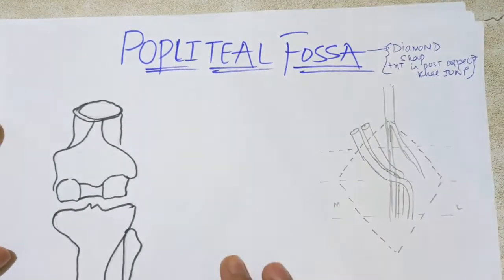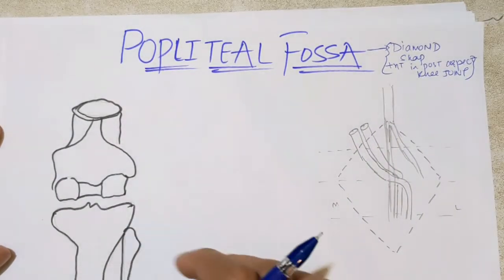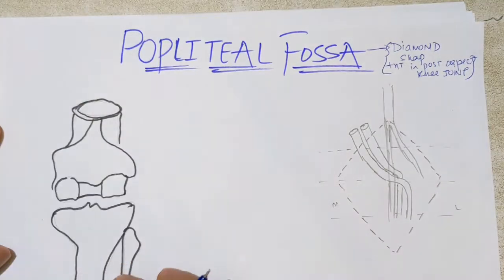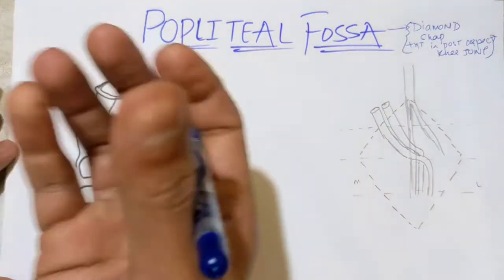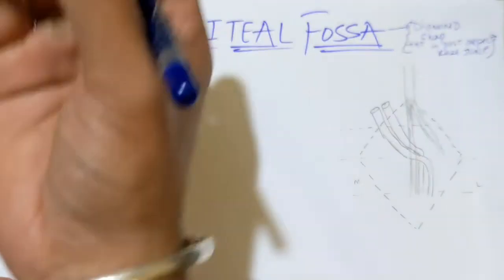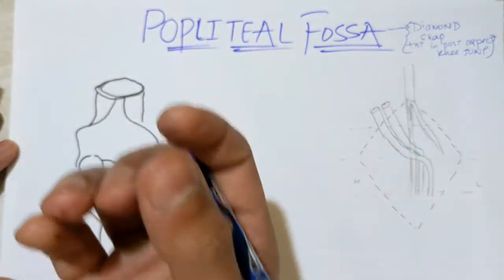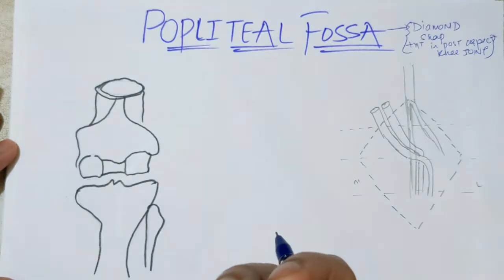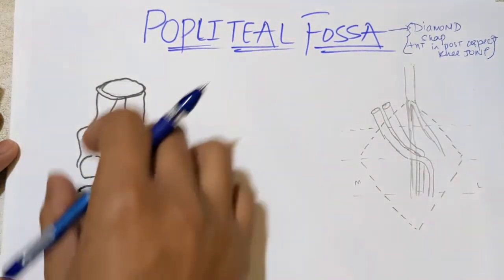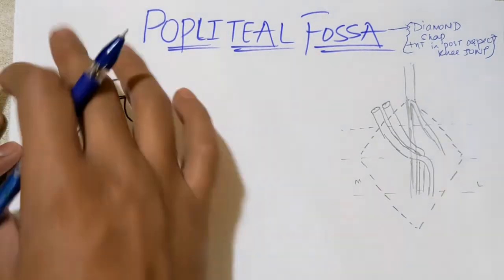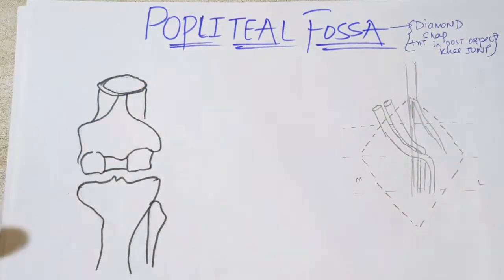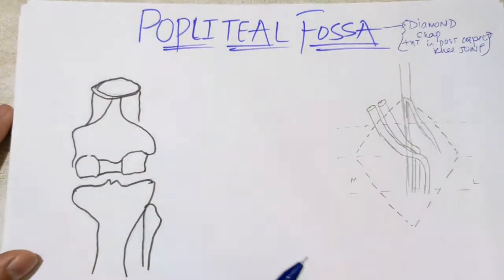We will be discussing the contents and the boundaries of this popliteal fossa, and how it is related to the adductor canal, because it is just a continuation. You know that the adductor hiatus is just a pathway for your femoral artery and vein. The femoral artery just continues as the popliteal artery, which goes into the popliteal fossa, so it is related to your adductor canal. You must watch that video before proceeding to the popliteal fossa. So let's begin with the topography.